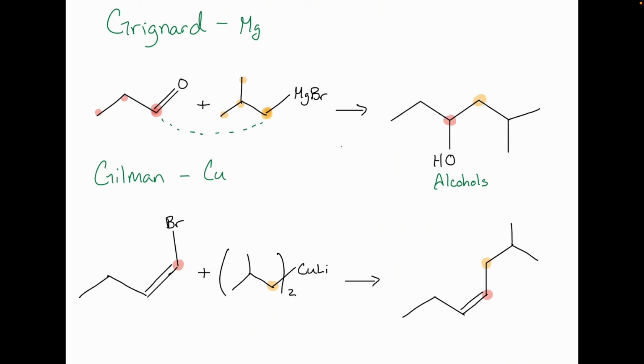All right, and again, we preserved our stereochemistry. We started out with this cis alkene over here, and it remained a cis alkene over here, right? That's what we have to remember about our Gilman reagents: they will preserve the stereochemistry of an alkene.